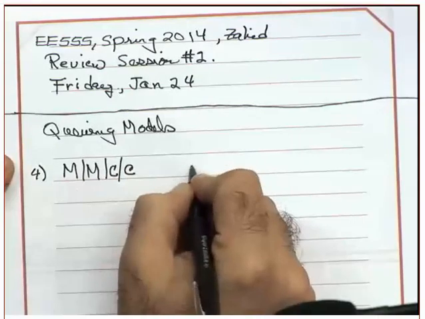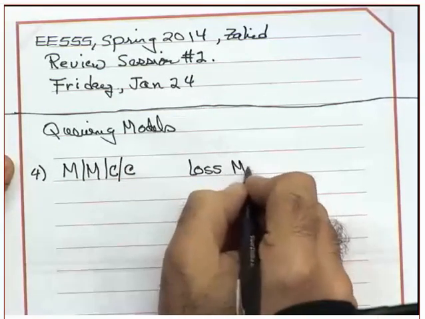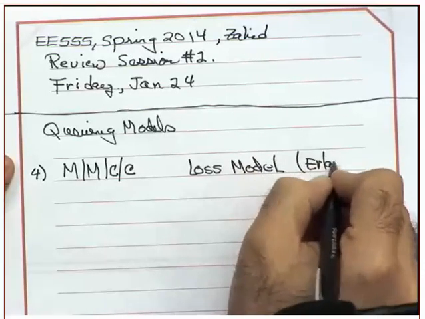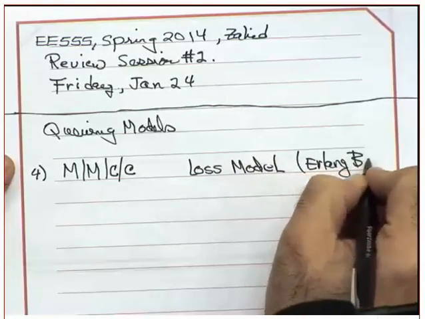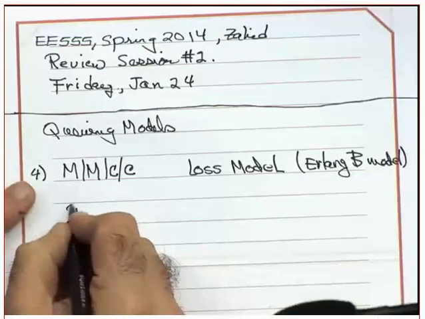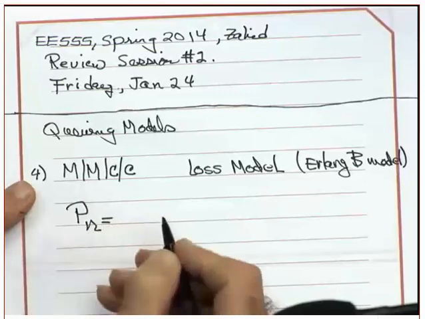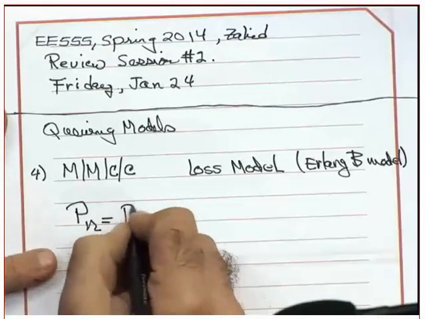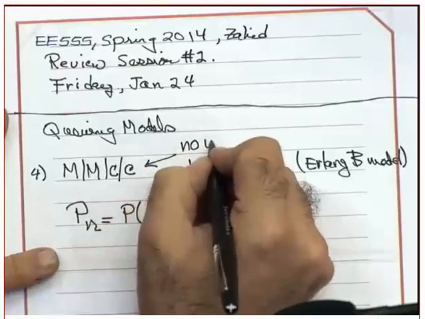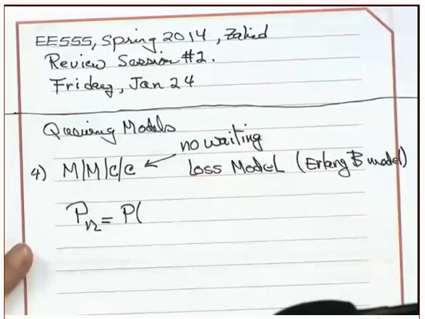We studied this model, M/M/C/C, which we refer to as the loss model, or sometimes the Erlang B model. The most important equation that we derived was P of n, the probability that there are n packets in the system, where there is no waiting. There is no place to wait.